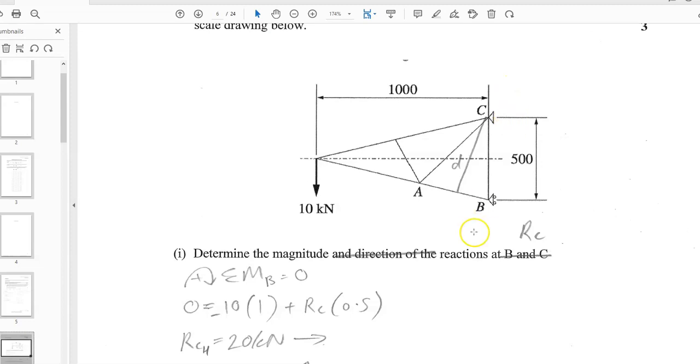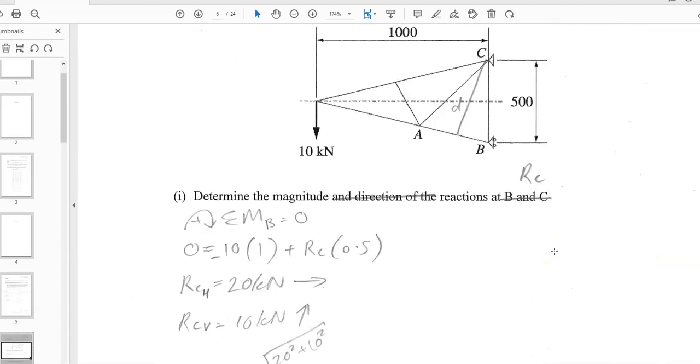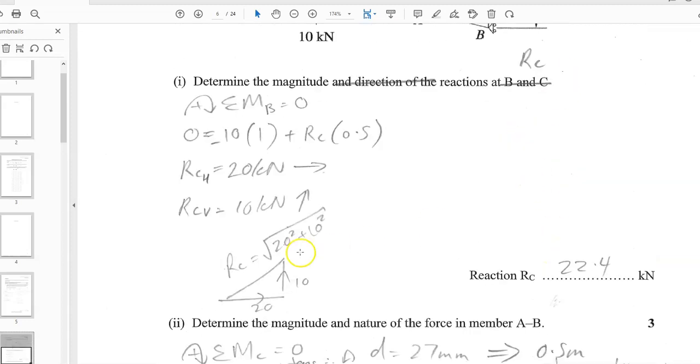Only C can take the up. So it gives us 10 up, 20 down, and then we use Pythagoras' theorem to get 22.4. That was worth 2 marks. I adjusted that to make that worth 2 marks.